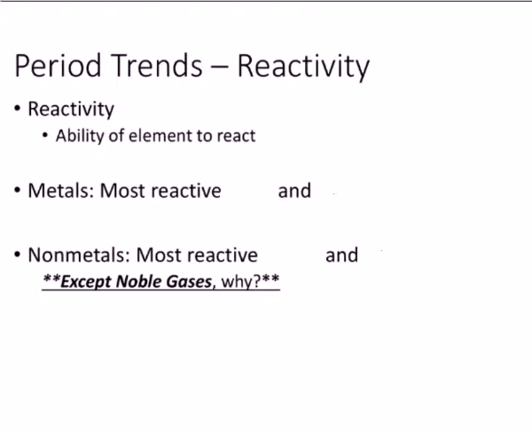The last thing we need to talk about is reactivity. Again, that's the ability of an element to react. We've talked about this a little bit when we did chemical versus physical changes. Reactivity is one of those chemical properties. But we have 2 separate trends here. You've got to know one for metals and one for nonmetals.